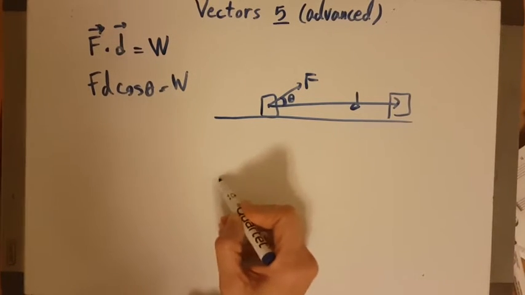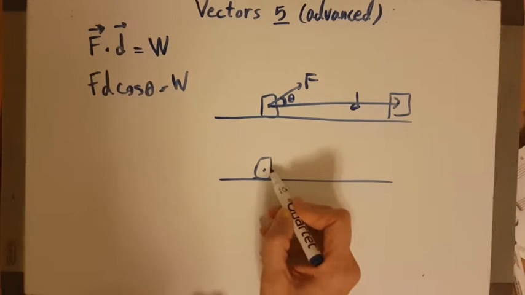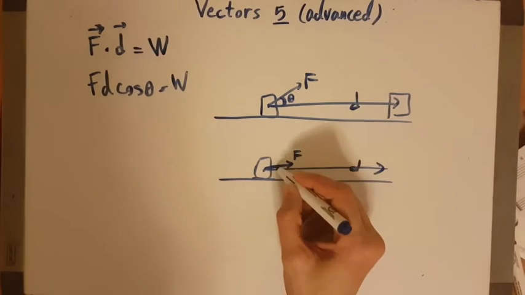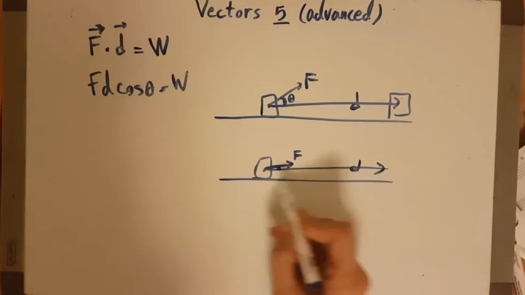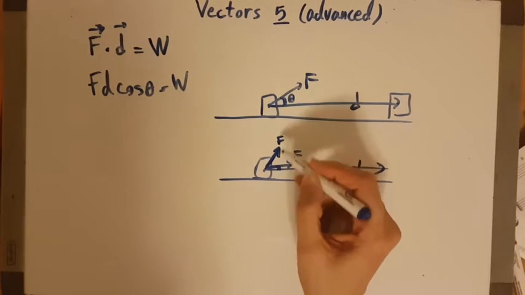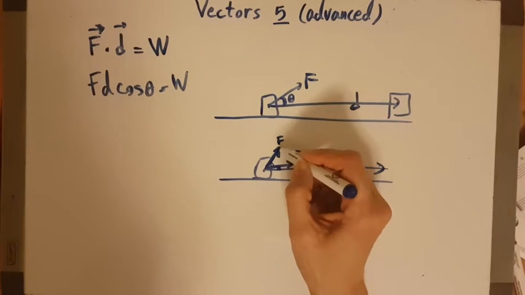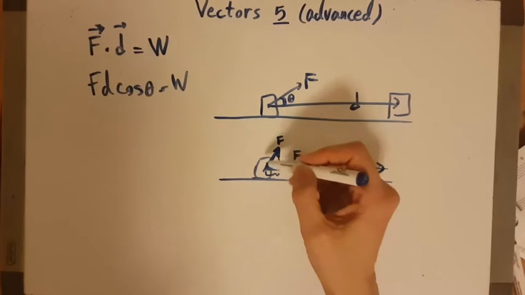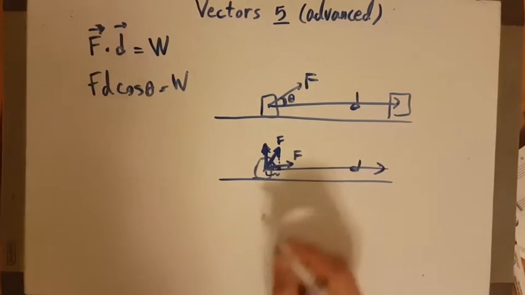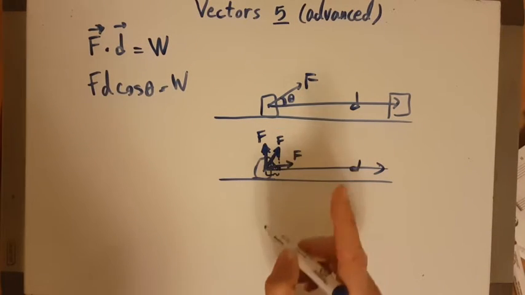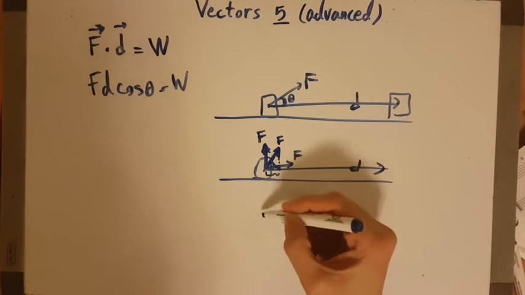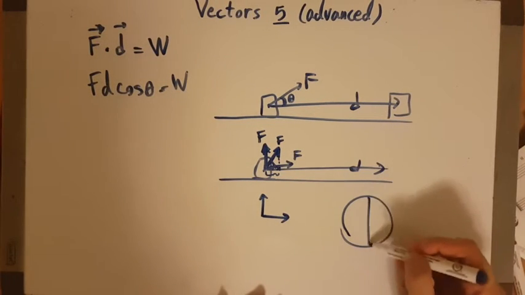So if the theta is smaller, F is closer to the D direction, and the more work is done. But if the F stays the same size and the theta gets bigger, as you can see, the component which does the work for us keeps getting smaller. And if the theta increases to 90 degrees, then this F would not do any work for me. This F will do maximum work for me. This F will do no work for me, and this is what cosine is.